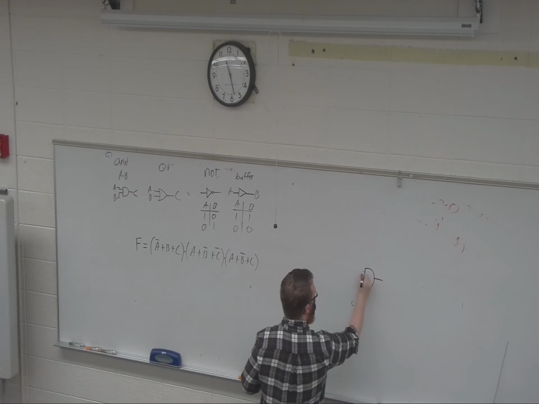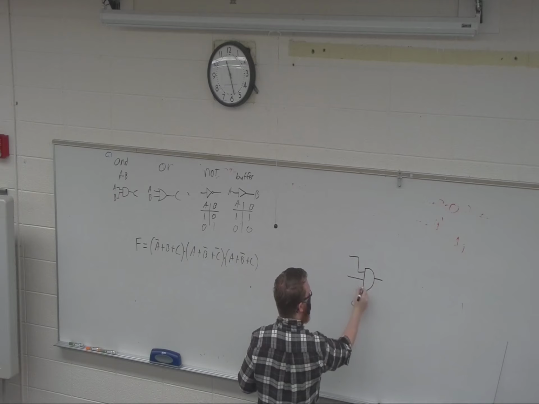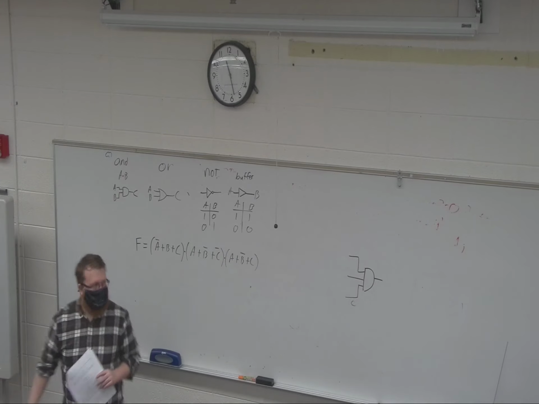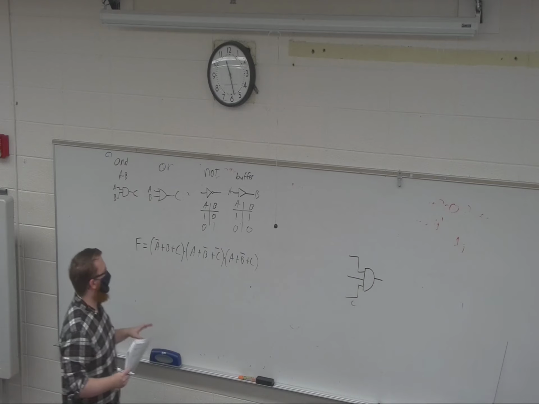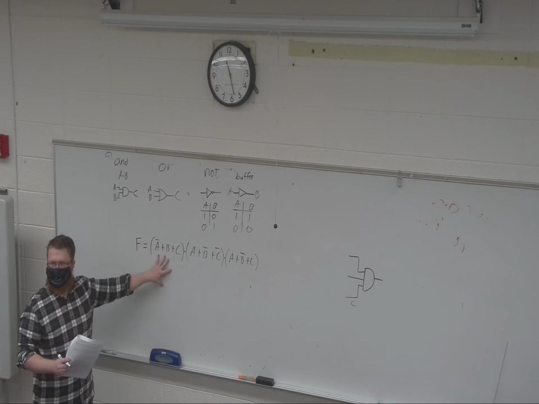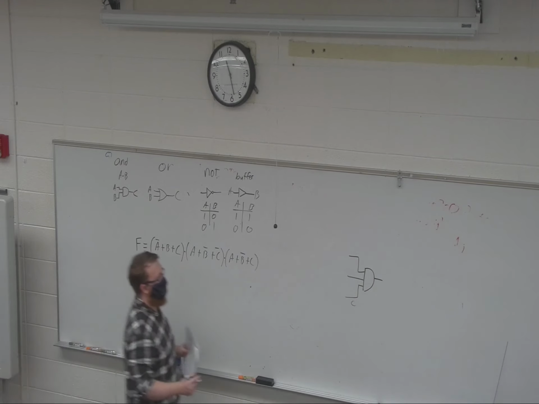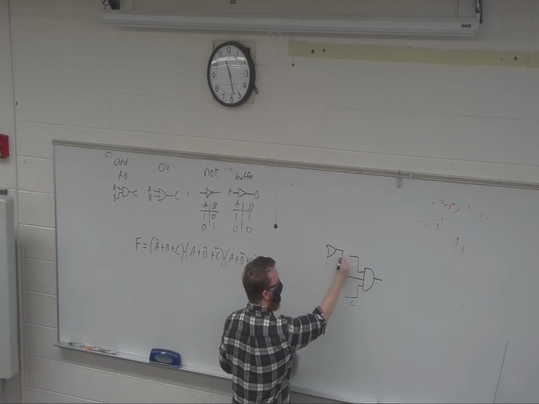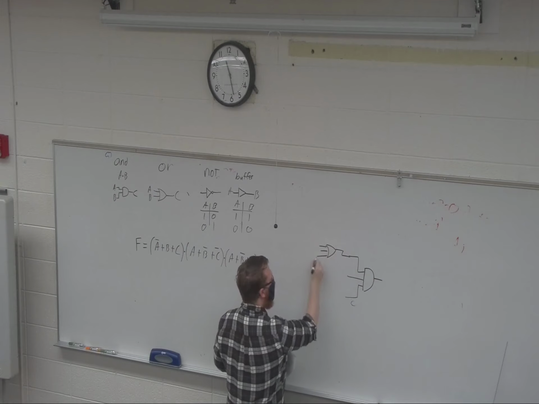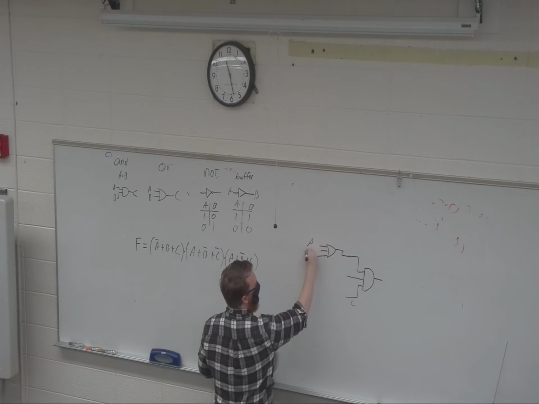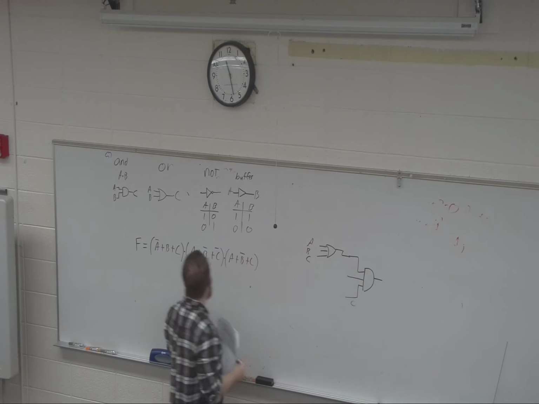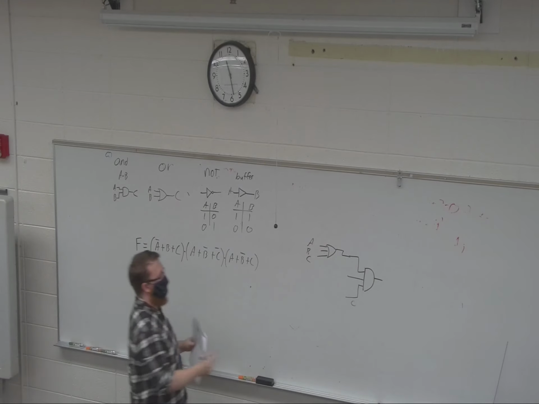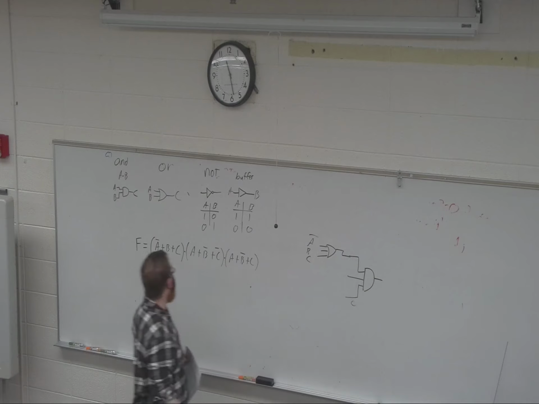AND gate. And we know that AND gate has three terms. And each of those inputs is OR. So let's just do one of these OR gates. We know it's A, B, and C. And we're pulling from here. So we can do not A, B, C.